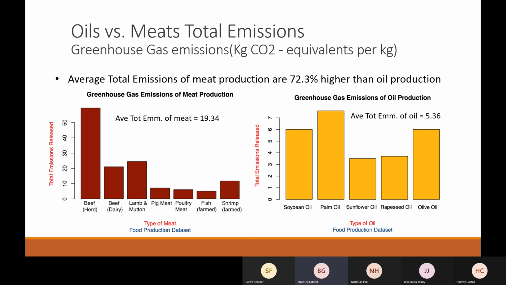I also compared the total emissions of oils versus the total emissions of meats. And you can see there's a very big difference. The average total emissions of meat production is 72.3% higher than that of the production of oils. You can also see by looking at the graphs that beef and lamb produces much more than other meats such as fish or shrimp. So it's important to understand that eating different types of food can have an effect on the emissions released into the environment.